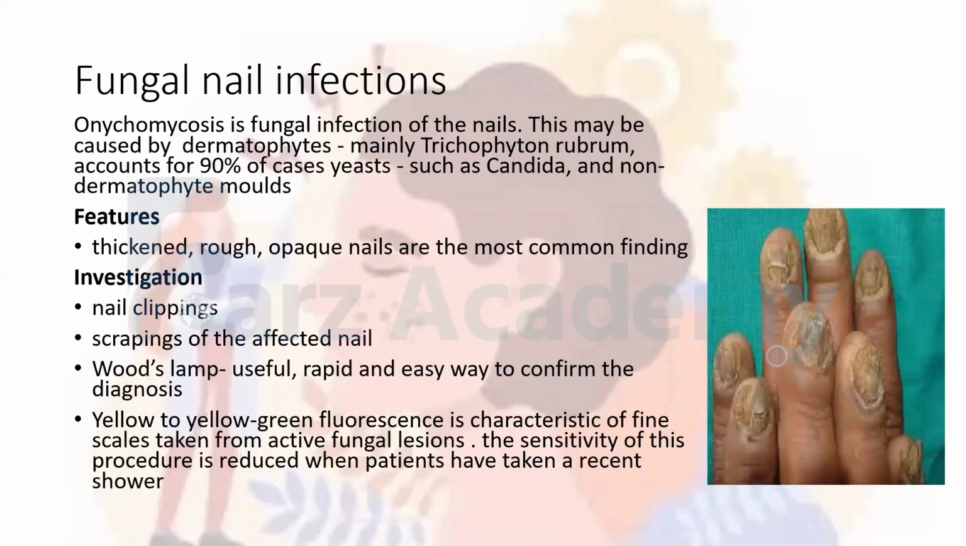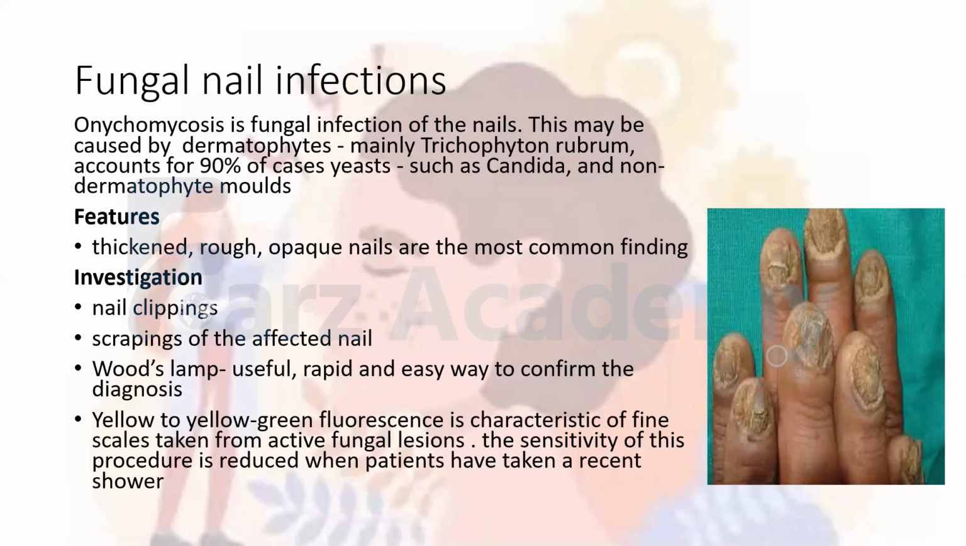Okay, another important topic from an exam point of view is onychomycosis, which is nothing but fungal nail infection. These are usually caused by dermatophytes. The most common fungus involved is Trichophyton rubrum. It accounts for more than 90% of cases. Yeasts such as Candida and non-dermatophytic molds can also cause onychomycosis, but the most common is Trichophyton rubrum.